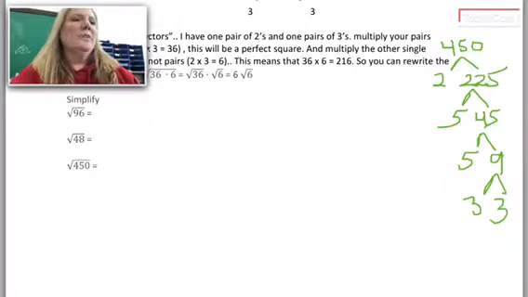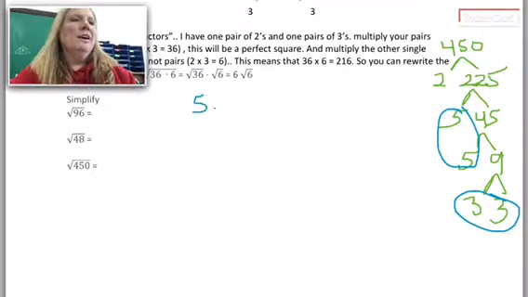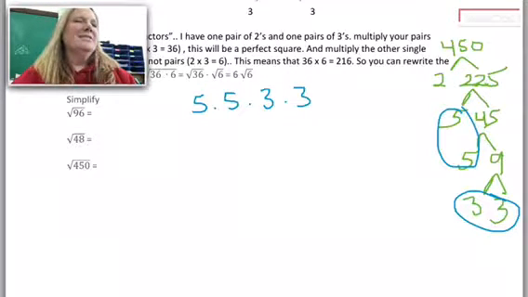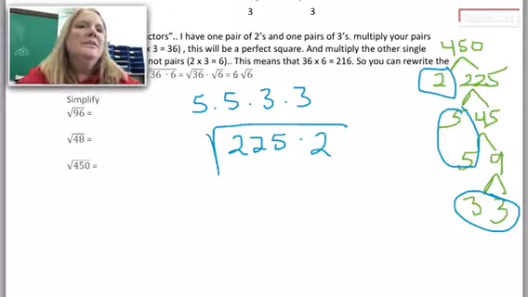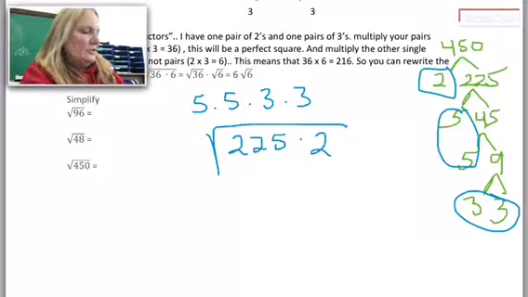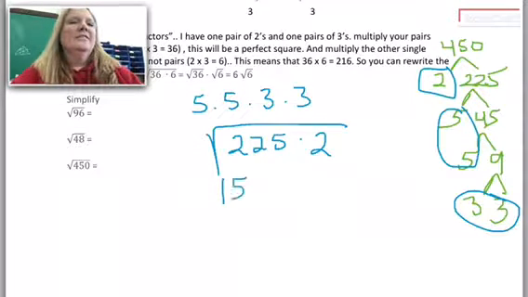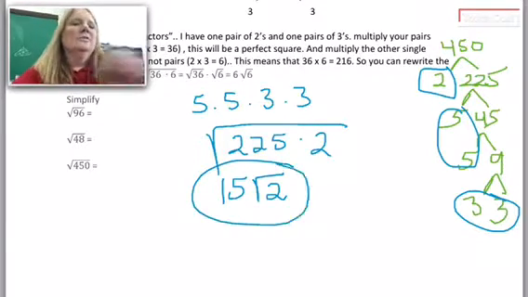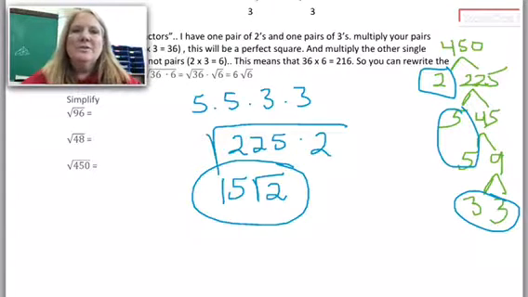And 9 is 3 times 3. So now just look for pairs. I have a pair of 5s and I have a pair of 3s. So 5 times 5 times 3 times 3. 25, 75, 225. And then I have this 2. So I'm going to rewrite it as 225 times 2. And then the square root of 225, if you're not sure, just put that in your calculator, and it is 15. So my answer is 15 times the square root of 2.